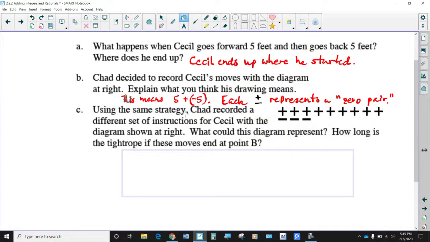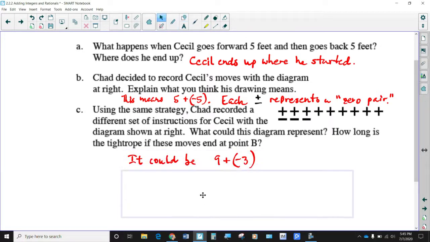Using the same strategy, Chad recorded a different set of instructions for Cecil with the diagram here at the right. What do you think this diagram could represent? What math problem does that look like? Well, I thought it looked like probably 9 plus -3, right? 1, 2, 3, 4, 5, 6, 7, 8, 9 plus 3 negatives. So if we thought about those 0 pairs going away, there's one 0 pair that goes away, there's a second one that goes away, there's a third one that goes away.